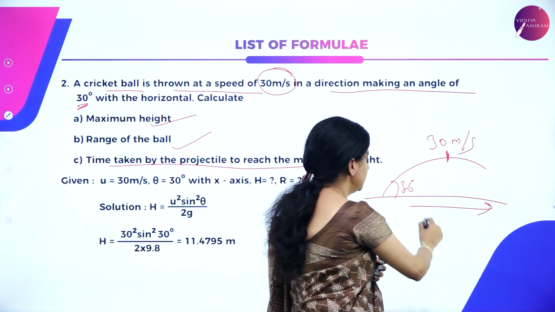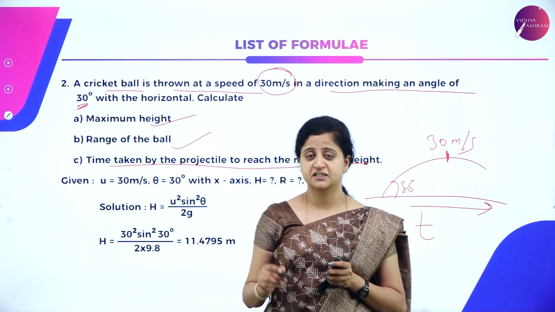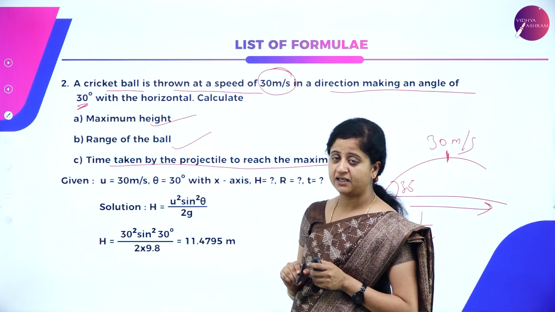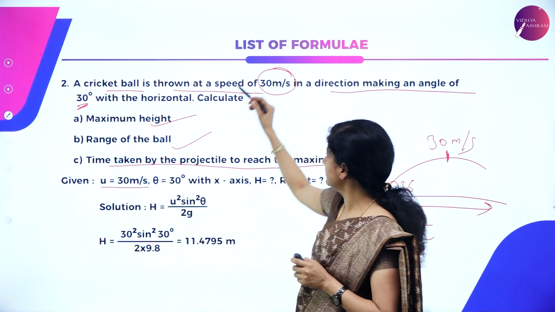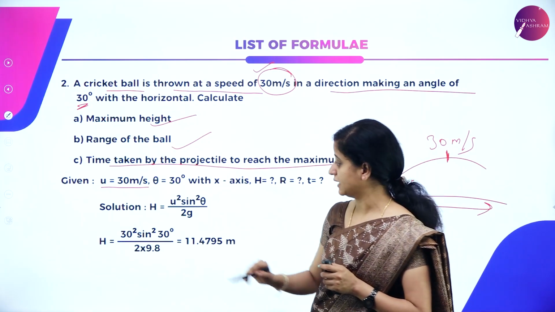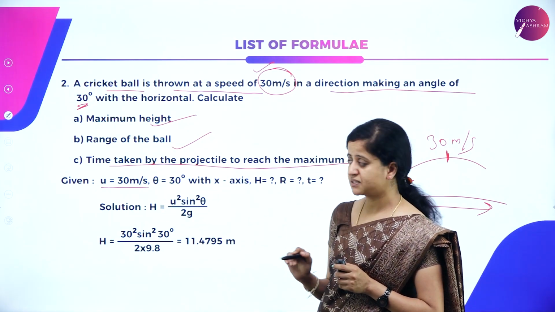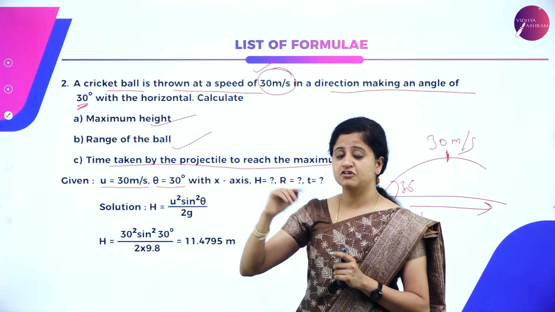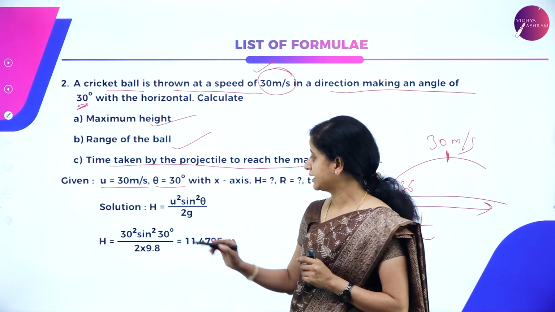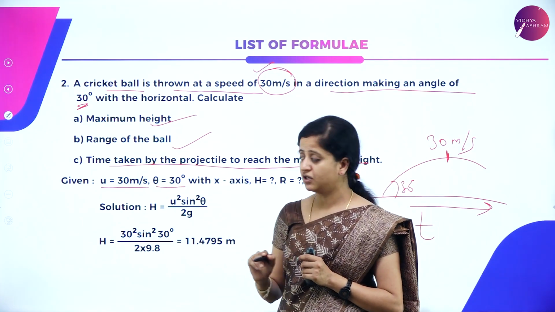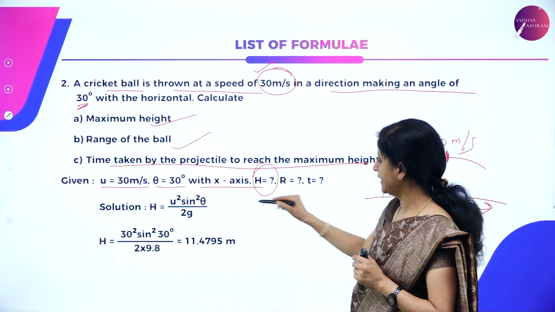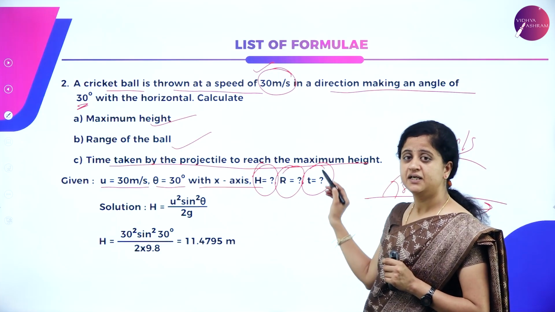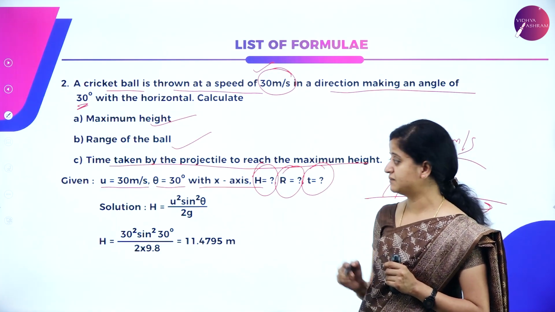We need to find t, that is the time taken by the projectile to reach the maximum height. So let us now write the given data first. It is given that the speed is 30 meter per second, so u is equal to 30 meter per second, and the ball is projected at an angle of 30 degree with the horizontal. So theta is equal to 30 degree with the x-axis. We need to find the height, range as well as the time required to reach the maximum height.